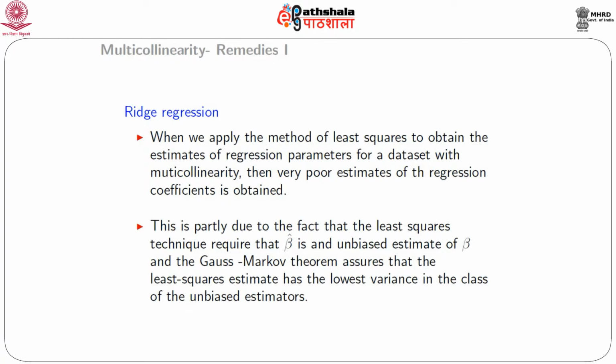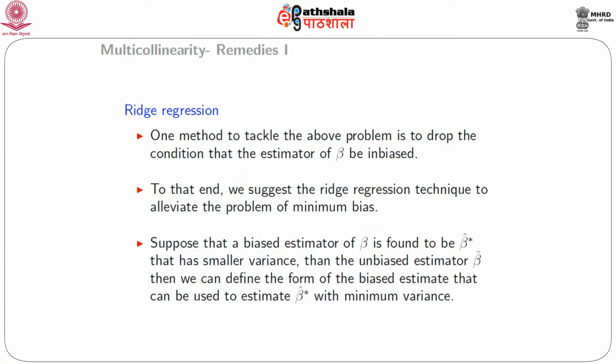Now, one method to tackle the above problem is to drop the condition that the estimator of beta is unbiased. We assume that we can find an estimator of the regression coefficient using ridge regression which might be biased but would give us a smaller variance. So, to that end, we suggest the ridge regression technique to alleviate the problem of minimum bias.